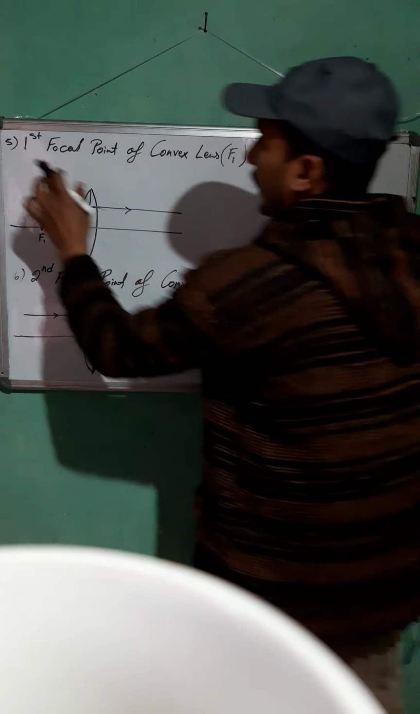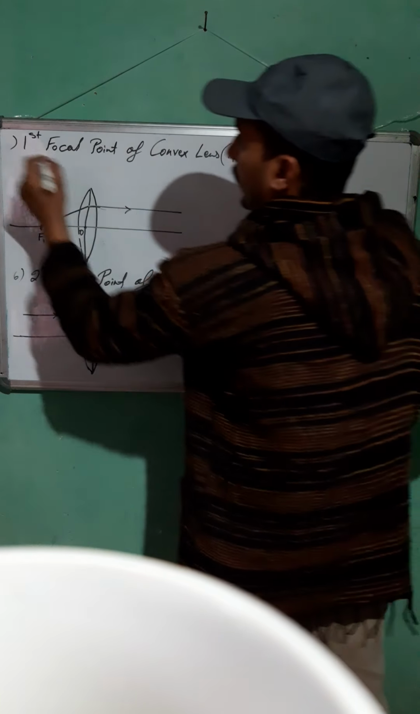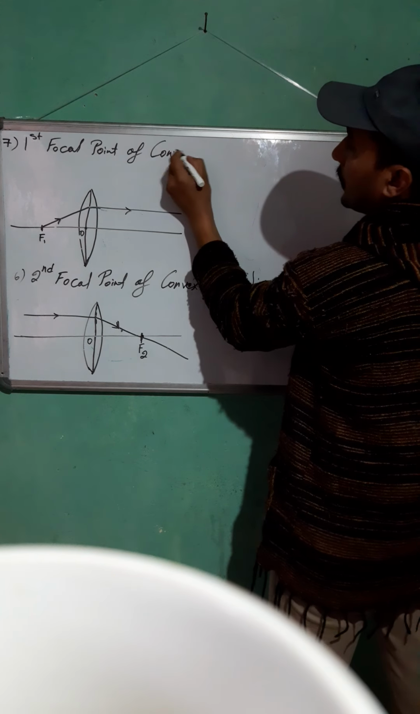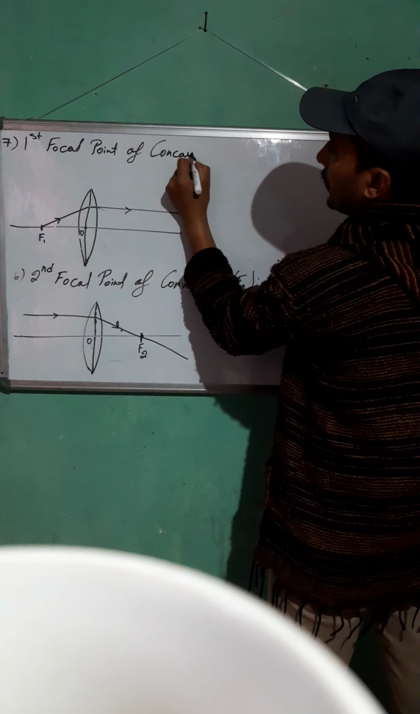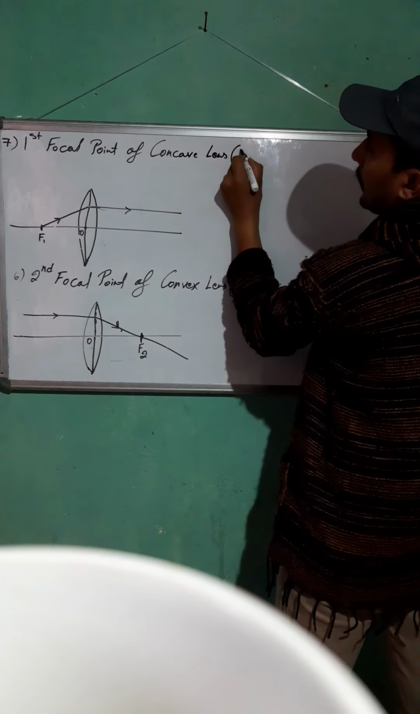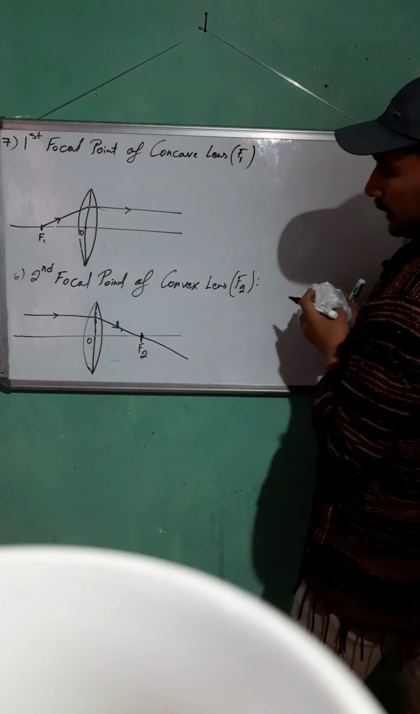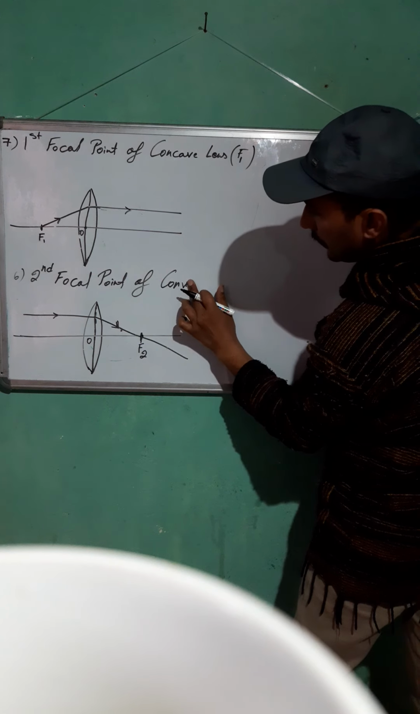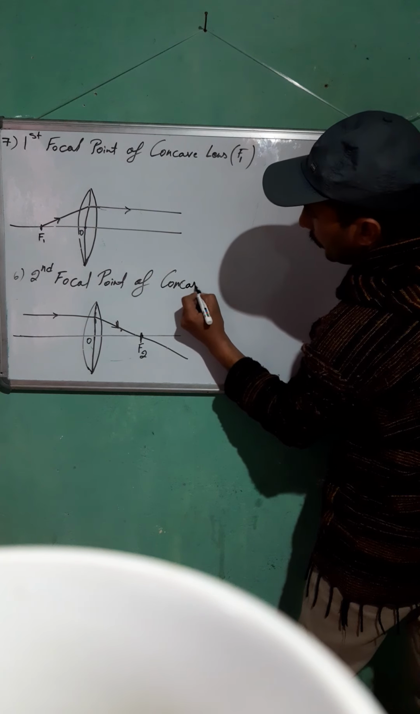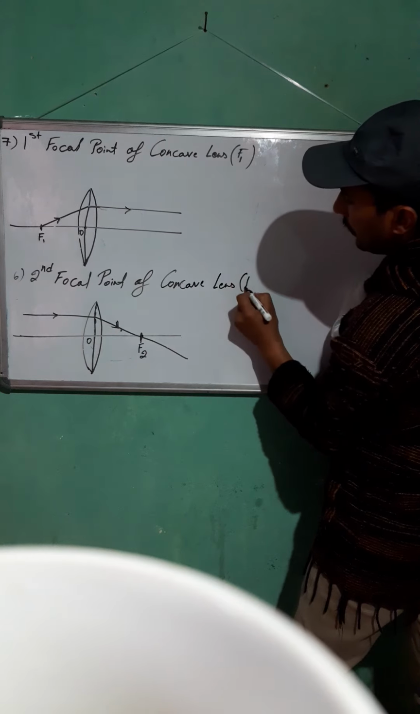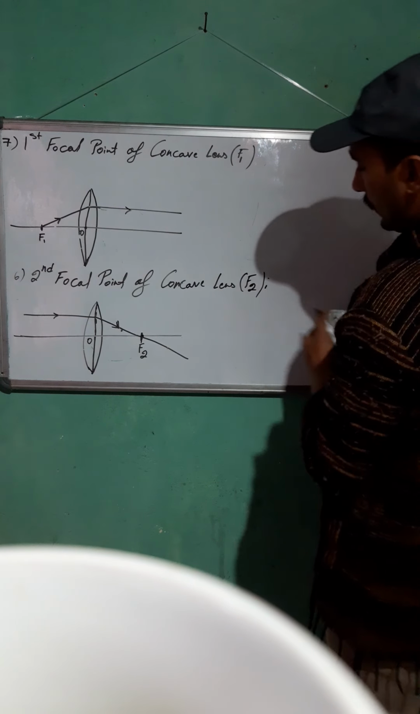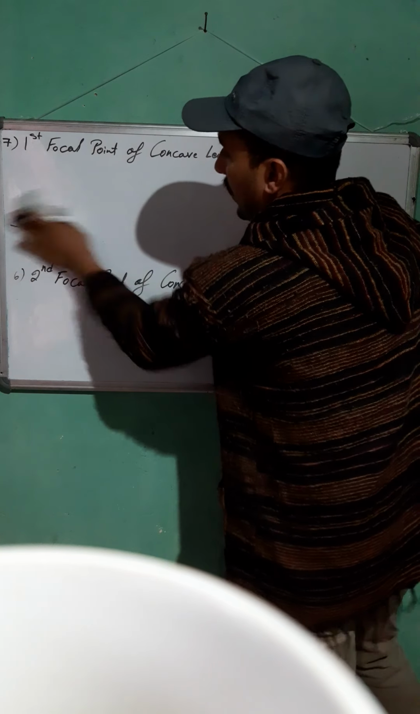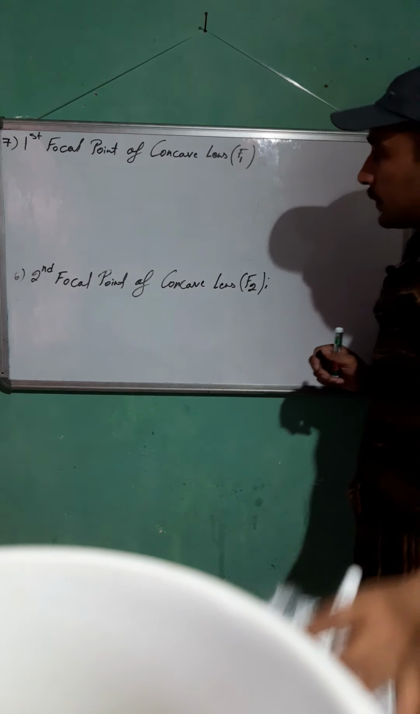Number 7, same thing you do for concave lens, F1. Second, concave lens, F2. Okay, let me erase this drawing. And the definition will be quite similar.